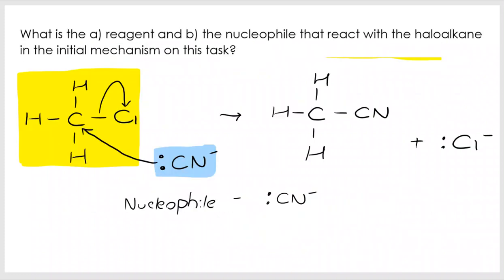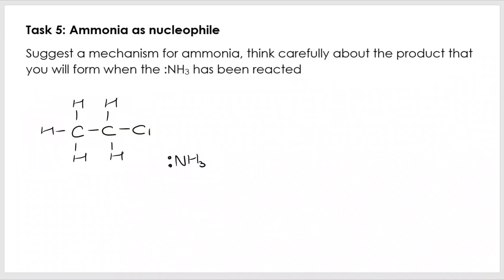So what's the reagent and what's the nucleophile in the mechanism that's provided here? Well, the nucleophile is the CN-, that's the electron rich, it's got the double bond that it can donate, but the reagent is not CN-. The reagent might be KCN, it might be NaCN. The reagent must be something that you can get in a bottle, and you can't get cyanide ions in isolation. So we're going to move on and we're going to look at ammonia as a nucleophile.